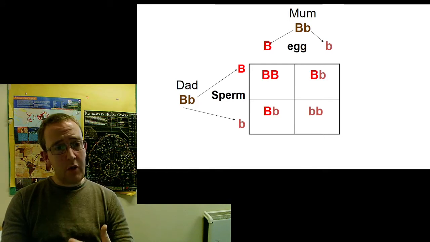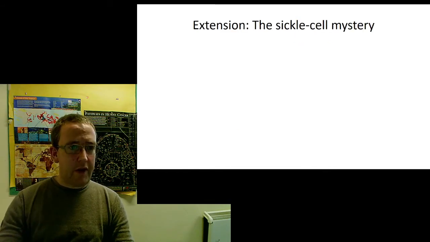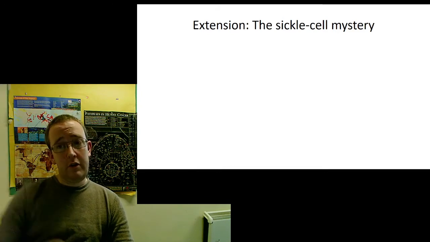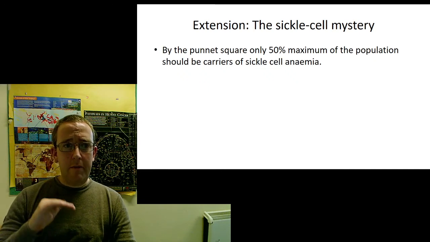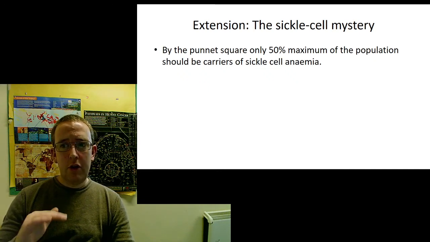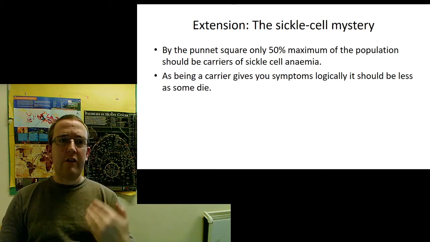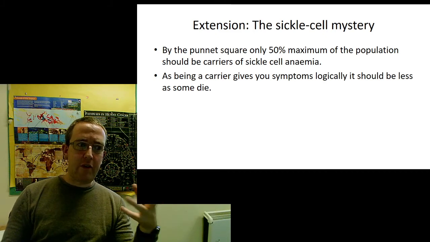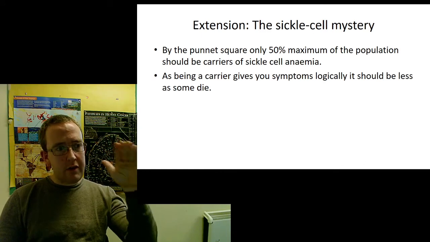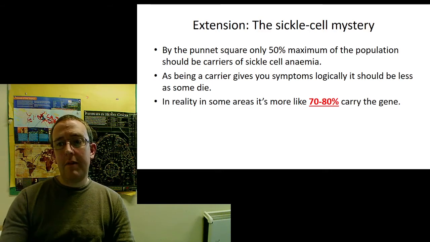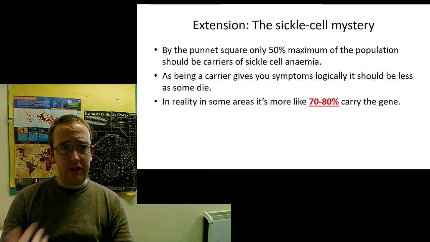Okay? So, now the sickle cell is a bit weird, which is why I include it, because it's a very strange one. There's a sickle cell mystery, and this links to the next part of your GCSE syllabus. So by the Punnett square, about 50% of the population maximum should be carriers of sickle cell anemia, even if it's quite common in the population. Being a carrier obviously gives you symptoms, as I just said, so half your blood is that sickle shape and half is not. So logically you'd think that that's a bad thing, so really those people should be less likely to reproduce. So you'd think the frequency of the gene would go down across the generations. In reality, in some areas it's more like 70 to 80% of the population carry the gene.